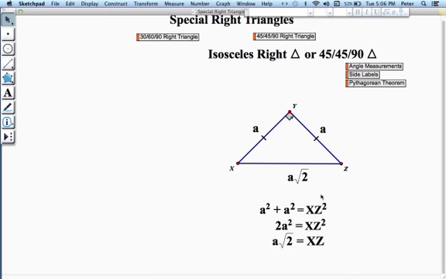So by the Pythagorean theorem, on the left side we have the sum of the squares of the two legs, and that equals the square of the hypotenuse. Simplifying on the left and then taking the square root of both sides gives us a hypotenuse, XZ, equal to A root 2. So the ratio of the sides in an isosceles right triangle are 1A, 1A, and A root 2. Now you may wonder, why am I using A and not something else like x? It's because when we are trying to solve for right triangles, x is often a variable we use.